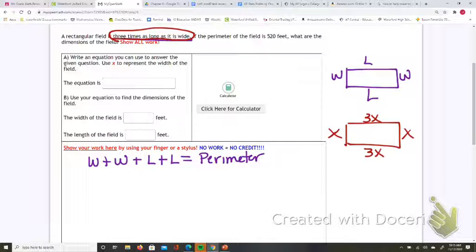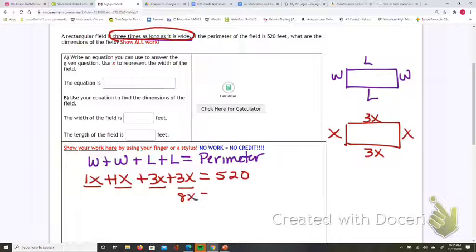Okay, so now I'm going to go put my x's into my equation. So W is x. So I have x plus x. Okay, and then look at our L's. L is 3x plus 3x plus 3x equals, and the perimeter is 520. Now, next to the x's that don't have a number, remember there's an invisible 1. And I have to combine my x's. So 1x plus 1x plus 3x plus 3x is a total of 8 x's.